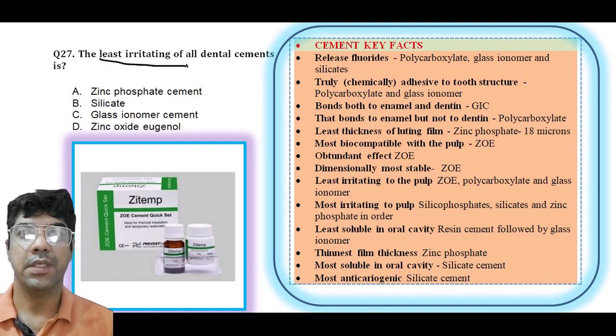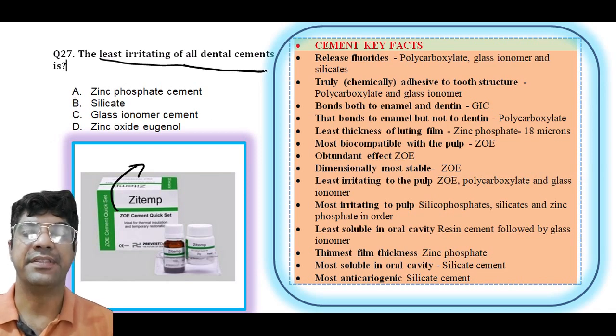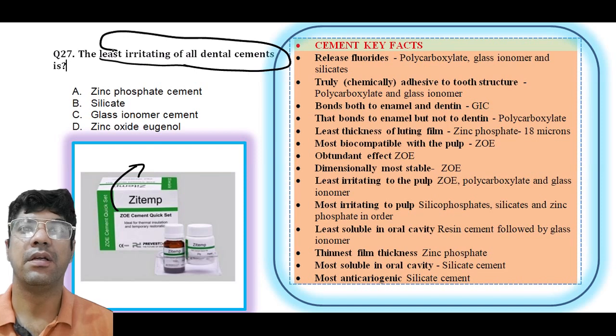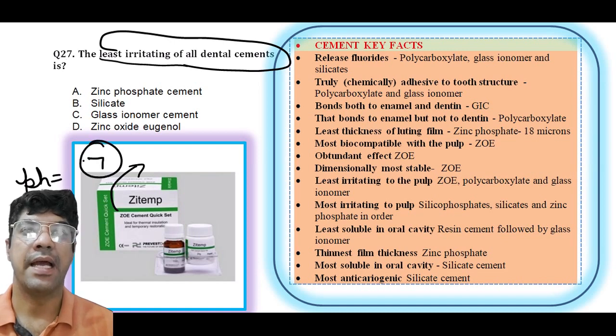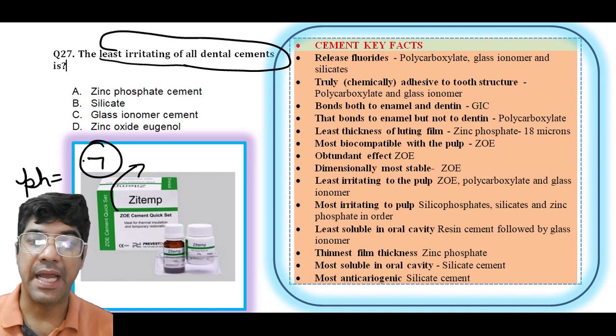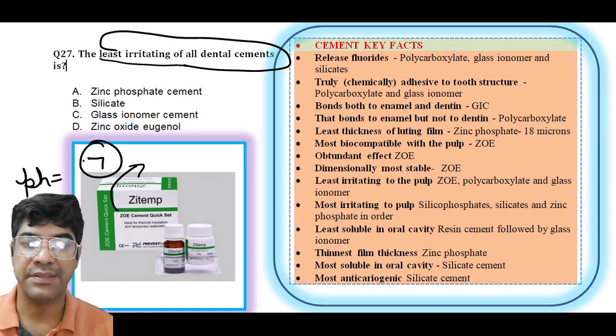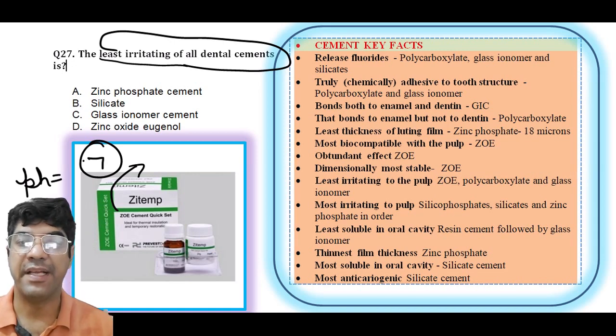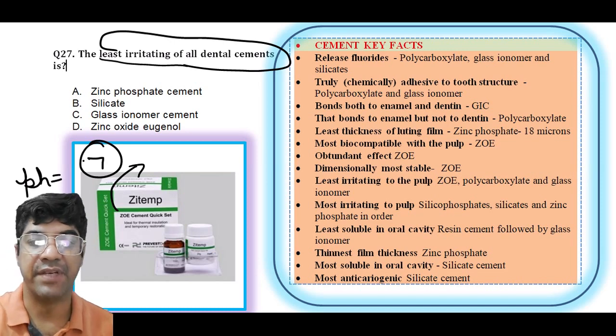Moving to another question, the least irritating of all dental cements is? Well, zinc oxide is the least irritating of all the dental cements because at the time of placement its pH is 7. It is considered the least irritating because it has a neutral pH at the time of placement, around 7.